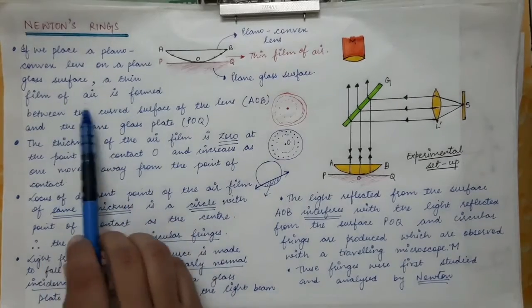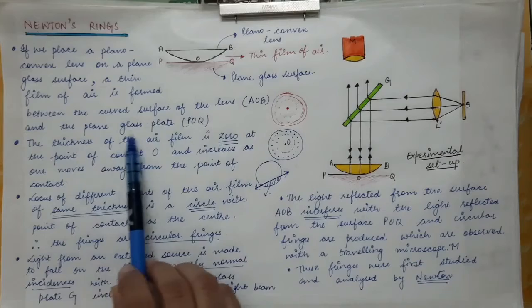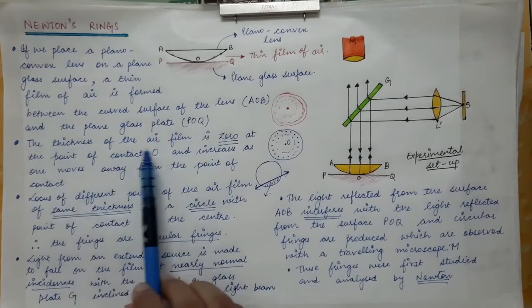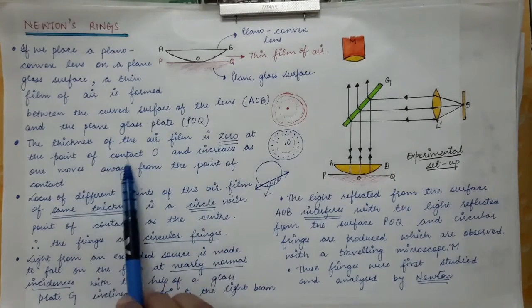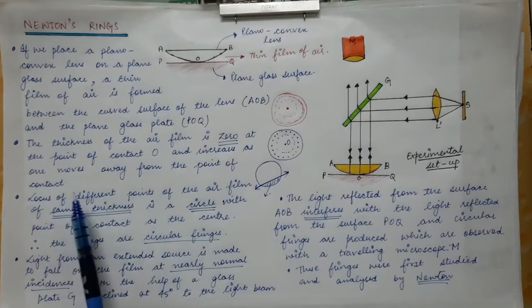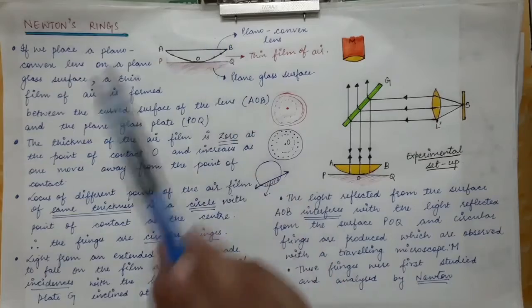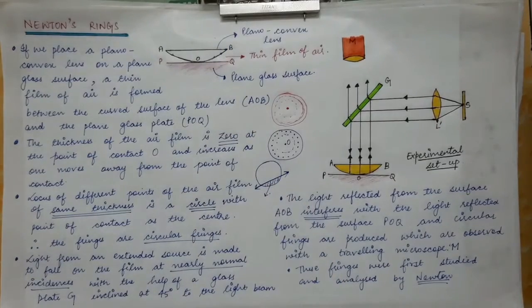So a thin film of air is formed between the curved surface of the lens and the plain glass plate. The thickness of the air film is 0 at the point of contact, and it increases as one moves away from the point of contact. Now the question is why circular fringes are obtained due to this setup. So circular fringes are obtained.